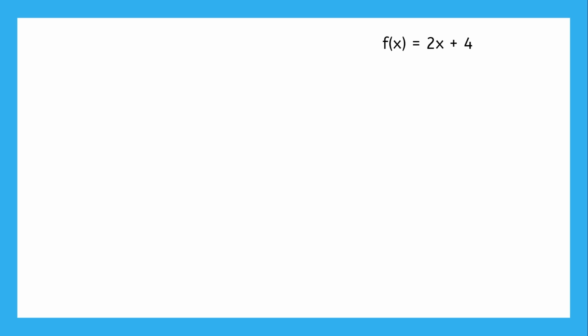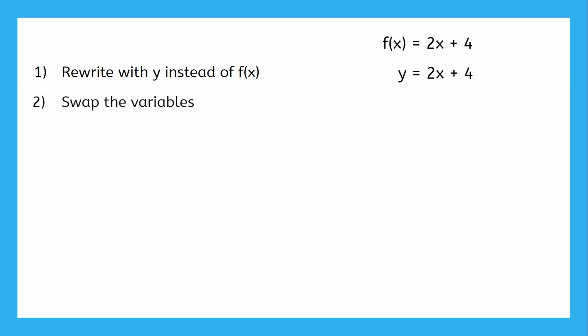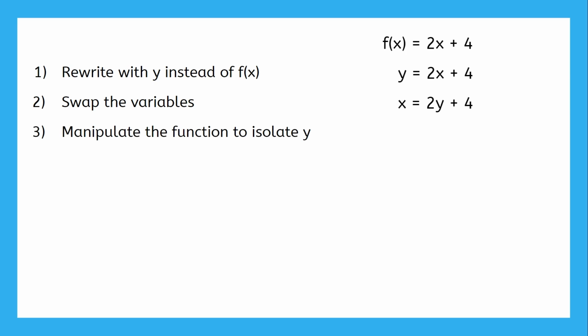f of x equals 2x plus 4. First, we need to rewrite the function using y, not f of x. There, now it looks more like what we're used to manipulating. Next, we need to swap the variables. But now it's in a weird form. We don't want x equals, we want y equals. So we need to isolate y.